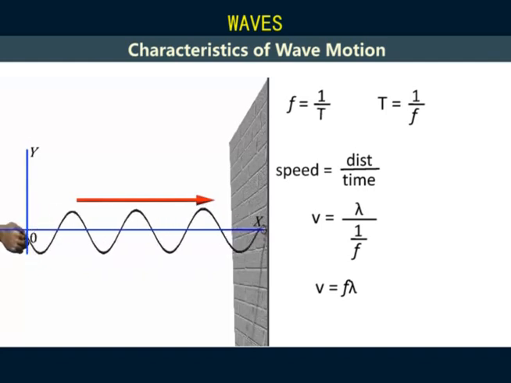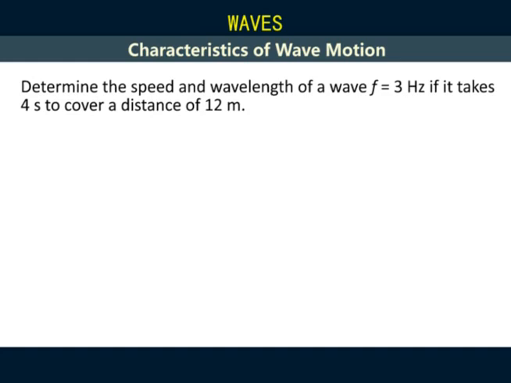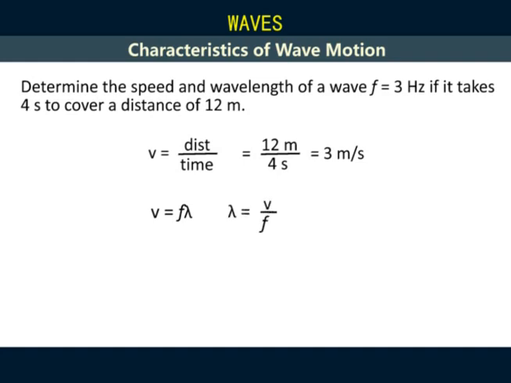Let's take an example. Determine the speed and wavelength of a wave of frequency 3 Hz if it takes 4 seconds to cover a distance of 12 meters. So speed is equal to distance over time. 12 meters over 4 seconds gives us 3 meters per second. And speed is equal to frequency times wavelength, meaning that wavelength is equal to speed over frequency. This is equal to 3 meters per second over 3 Hz, giving us 1 meter.